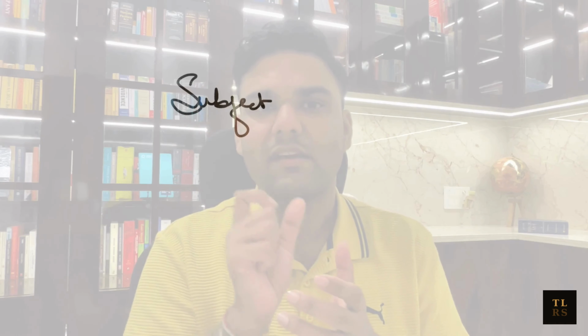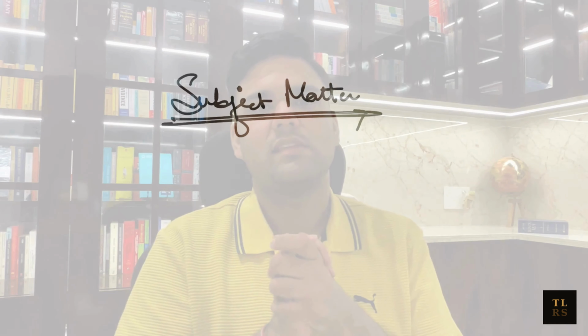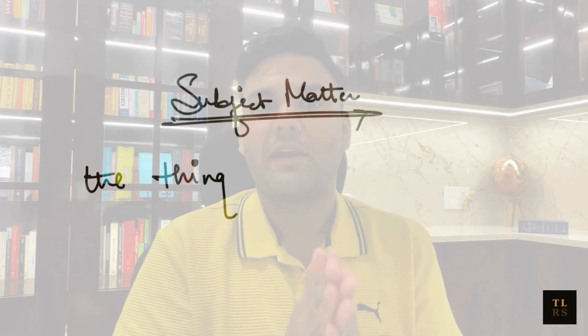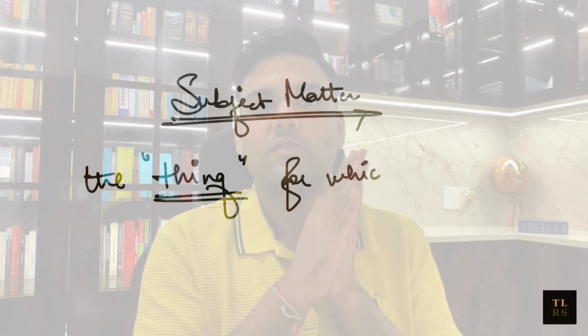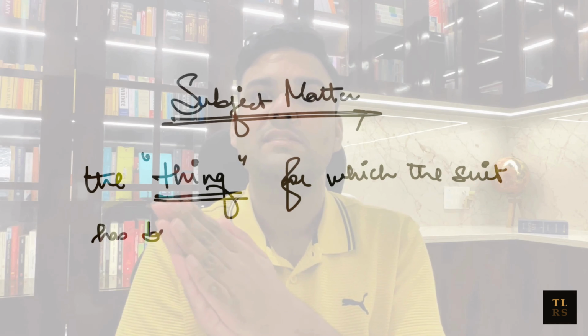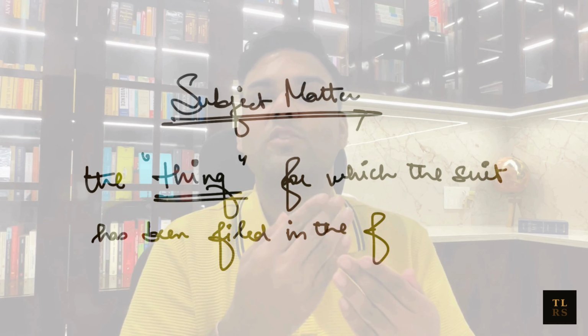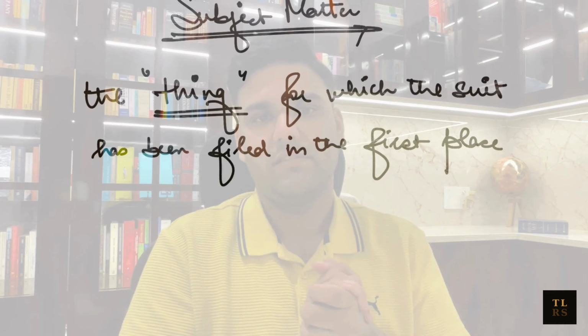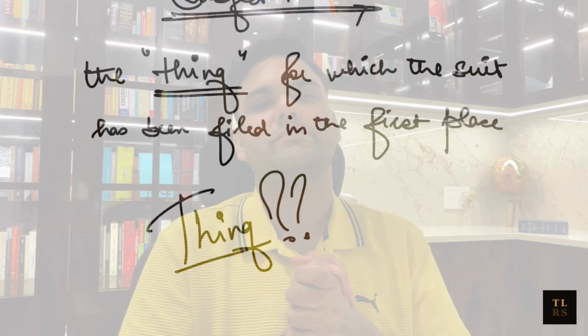Cause of action. When does cause of action arise? Because there was a thing that you were entitled to and you were denied of that thing. So you had a right to have that thing, and your right to have that thing was denied, violated. Now this thing about which the suit is called your subject matter. That's the term we use. So subject matter of a suit means the thing with respect to which the suit has been filed.